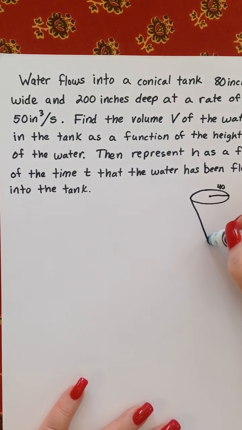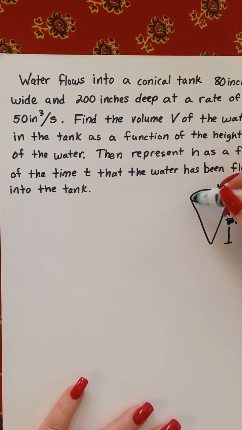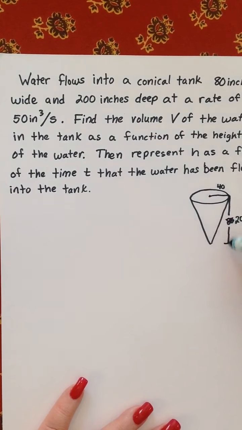And it's a conical tank, so I'll draw it like this. And it says it's 80 inches down, so I said 80 all the way down to the bottom. Never mind, it's not 80, it's 200 inches deep, sorry. I was reading that again. 80 inches wide, so the radius is 40, but it's 200 inches deep. Okay, I think we're good now.